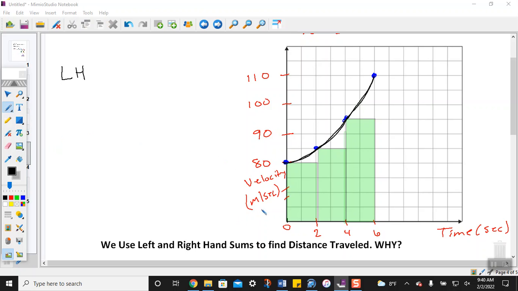Guys, a left-hand sum, check this out. Haven't we covered the whole 6-second interval from 0 to 6? Okay, think about this, kids. Down here it says we use left and right-hand sums to find distance traveled. Why do I do that? Well, here's the deal. Guys, take a look at this down here.